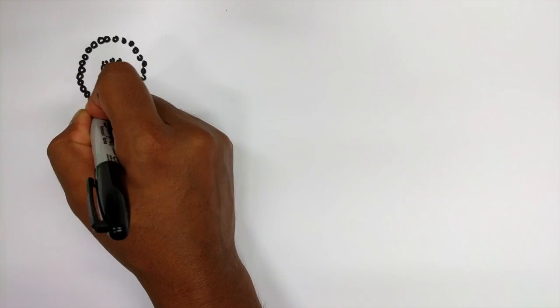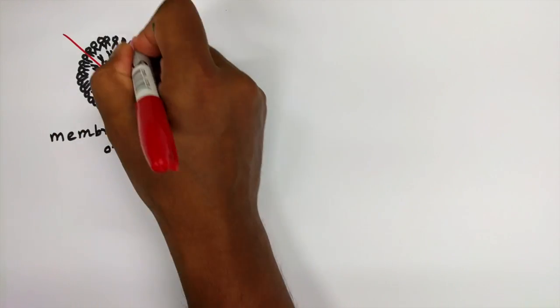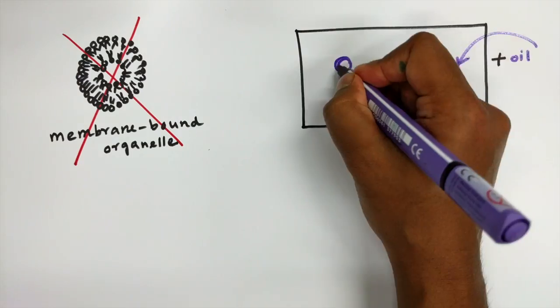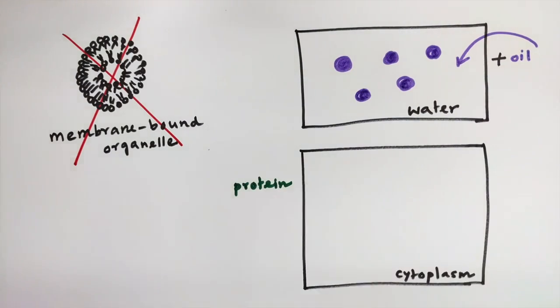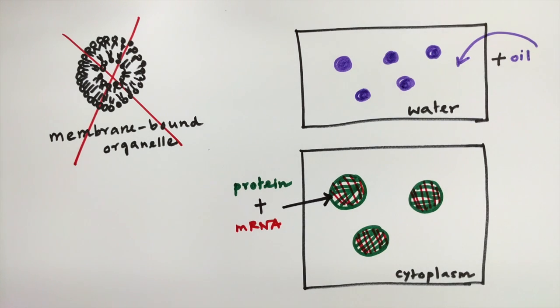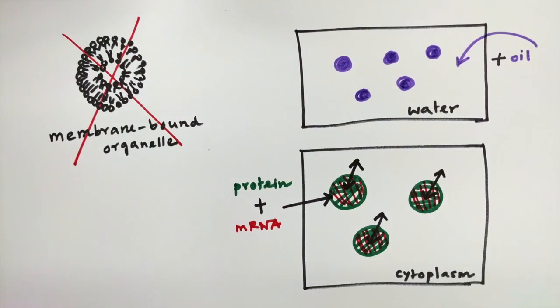An interesting feature about the P granule organelles is that they do not have a lipid membrane separating them from the surrounding cytoplasm. Instead, like oil and water separate from each other, several proteins and RNAs simply separate from the cytoplasm to form the P granule phase. These P granule components exchange constantly with the cytoplasm.